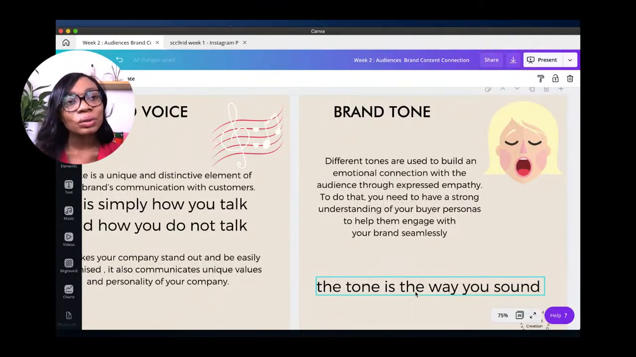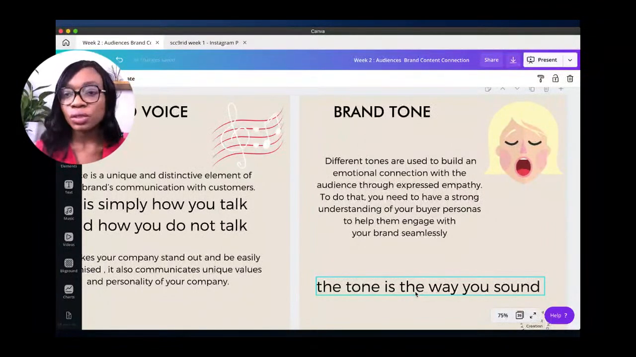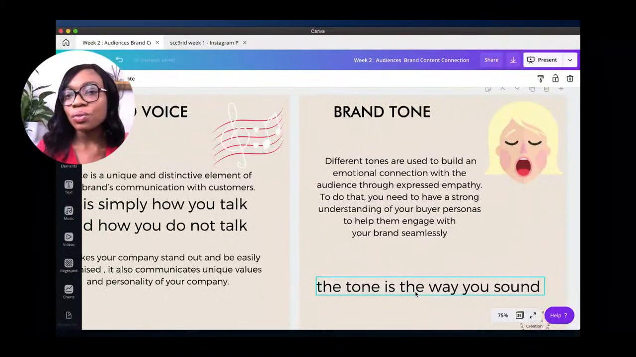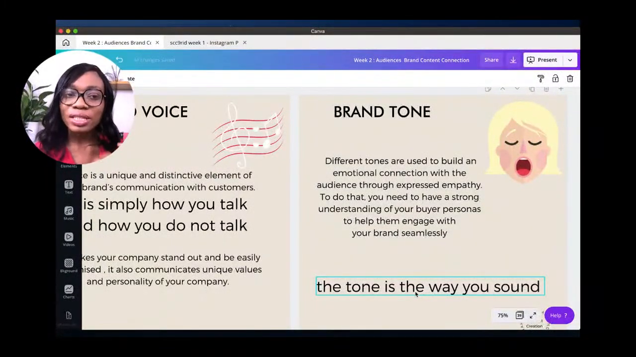A good brand example is Wendy's. Wendy's in the US, they are very shady, they are very quirky. You see a Wendy's tweet, you can roast people. That is their brand voice and it works for them. There are some brands that say, oh, we cater to everybody, we are very loving. That is their voice, that is the way they speak.